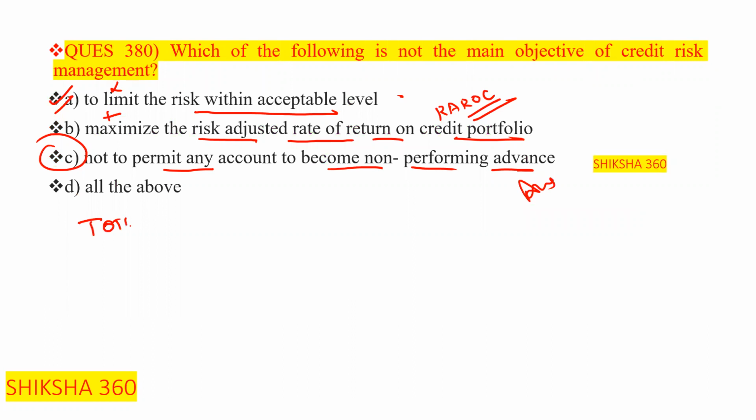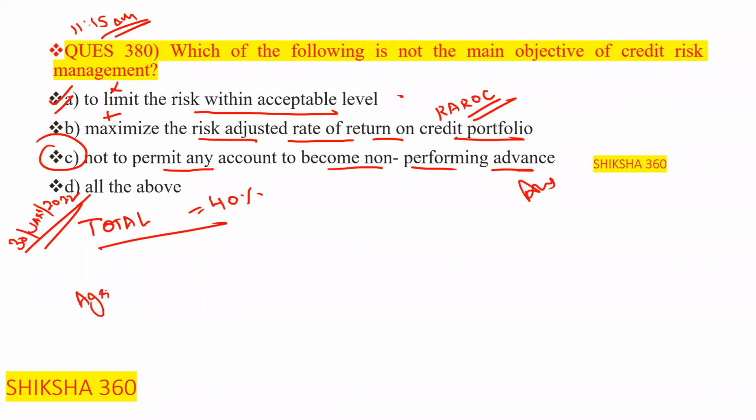Total target for the priority sector is to be 40%. On 30th January 2022, they also asked a question on that in the 11:15 AM schedule. Clear? That is basically under agriculture. This is for the domestic scheduled commercial banks and for the foreign banks having 20 branches and above.